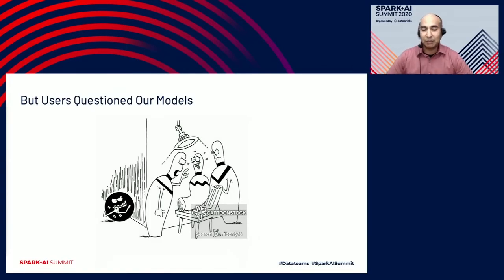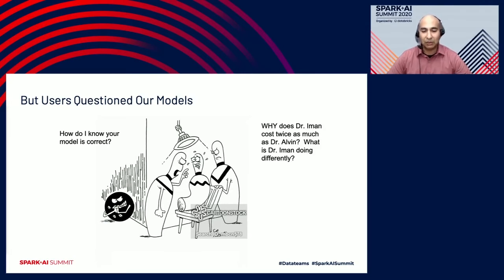So what happened is probably what you've all experienced. People started questioning our models. Someone would say, how do I know your model is correct? Right? This comes up to a quick question. Other people started asking, well, why does Dr. Iman cost twice as much as Dr. Alvin? What is Dr. Iman doing differently? Other people asked, how much does age versus the diagnosis of the patient contribute to the prediction?